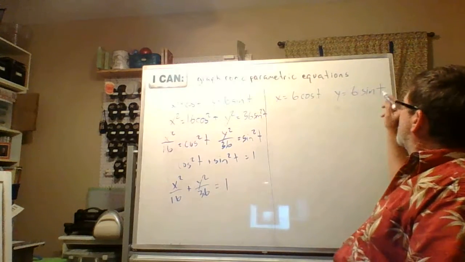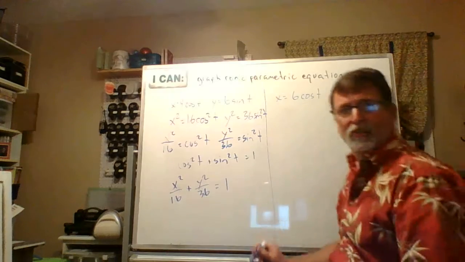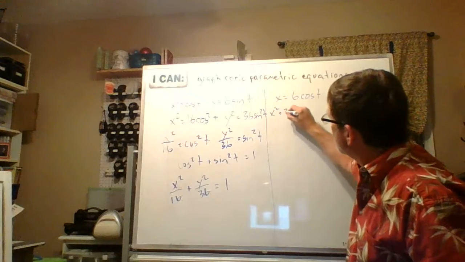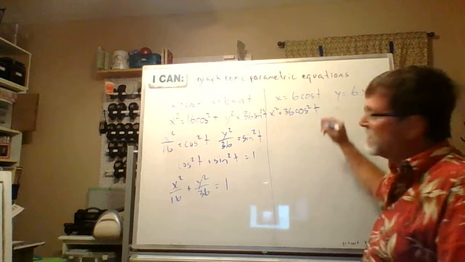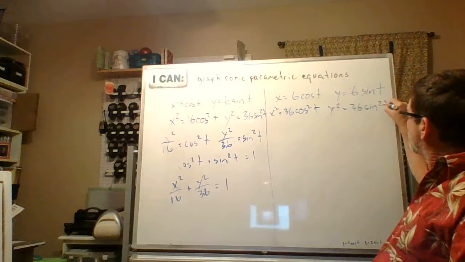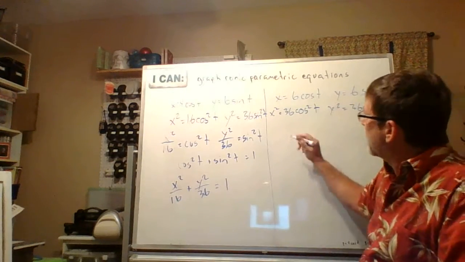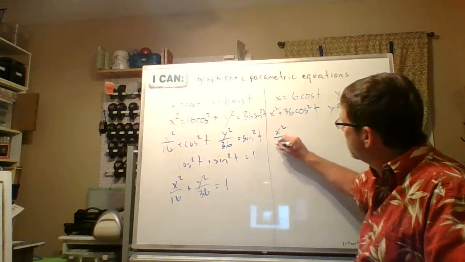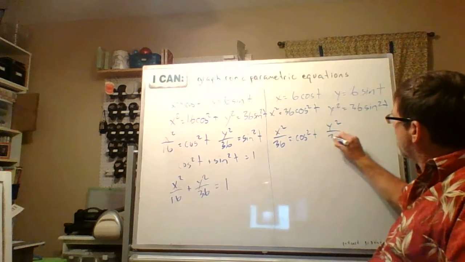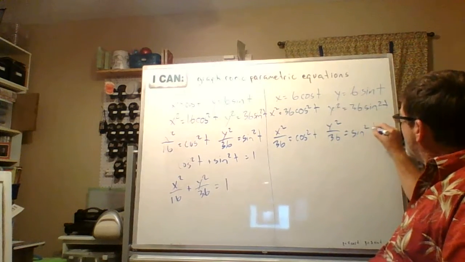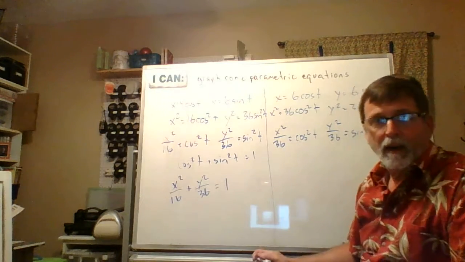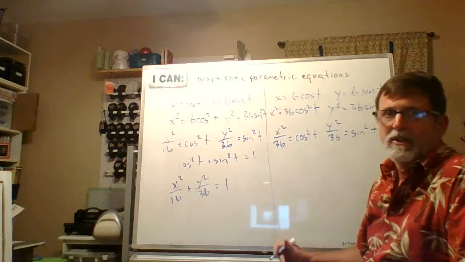Now I've got x equals 6 cosine t, y equals 6 sine t. And I want to do the same thing. X squared is equal to 36 cosine squared t. Y squared is equal to 36 sine squared t. Divide by 36. X squared over 36 is cosine squared t. Y squared over 36 is sine squared t. But in this case, my denominator is the same. It's not really an ellipse. It's actually a circle. Circles have a slightly different form.